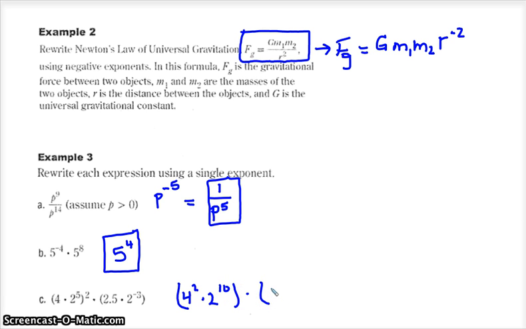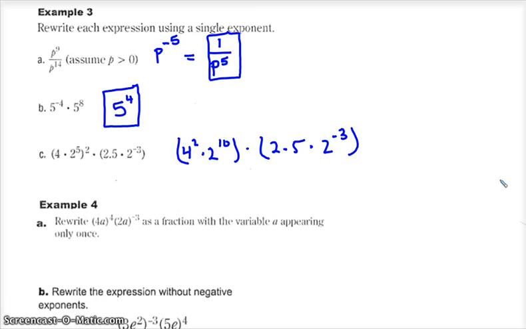And then I've got 2.5 times 2 to the negative third. Okay. Let's do a little simplifying. This becomes 16 times 2 to the 10th times 2.5 times 2 to the negative third.